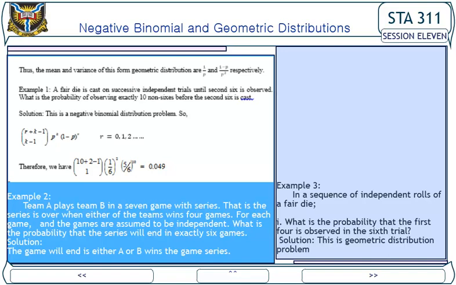Example 2. Team A plays Team B in a 7-game series. That is, the series is over when either of the teams wins 4 games. For each game, the probability that A wins is equal to 0.6 and the games are assumed to be independent. What is the probability that the series will end in exactly 6 games?